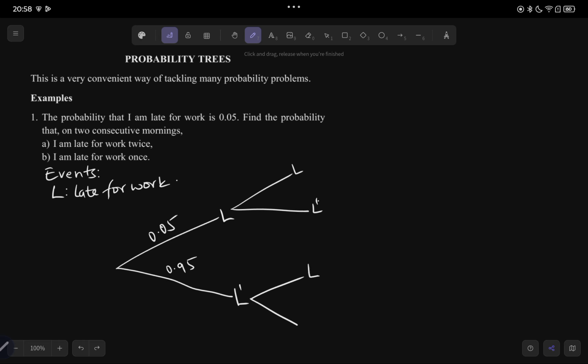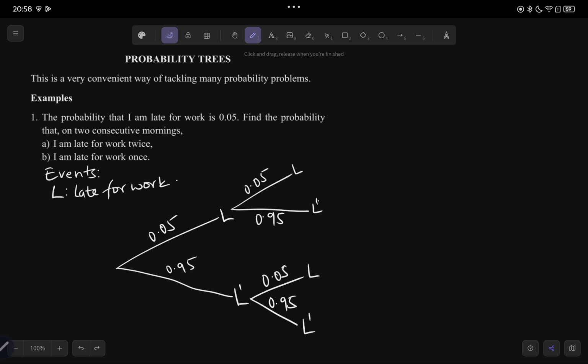There is being late and not being late. Still the same probabilities, 0.05, 0.95, 0.05, and 0.95. And what we have formed here is actually a tree diagram that we are talking about. Mainly use a ruler for us to have neater diagrams.